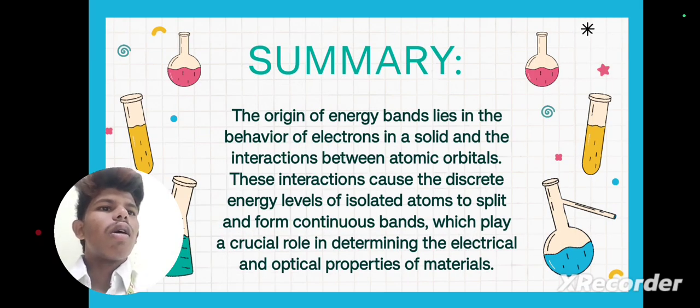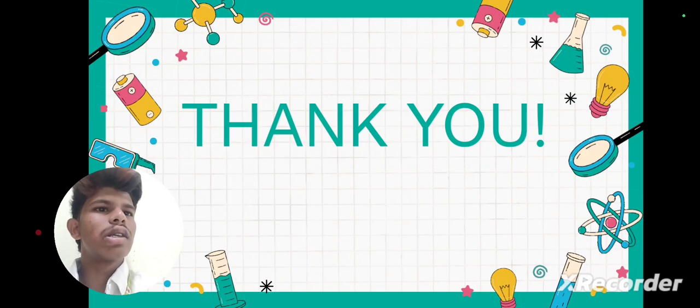The origin of bands lies in the behavior of electrons in a solid and the interaction between atomic orbitals. These interactions cause the discrete energy levels of isolated atoms to split and form continuous bands, which play a crucial role in determining the electrical and optical properties of materials.